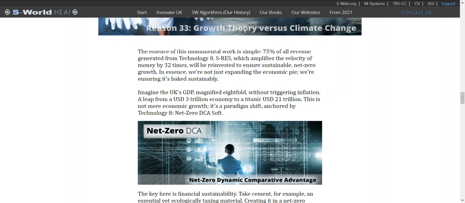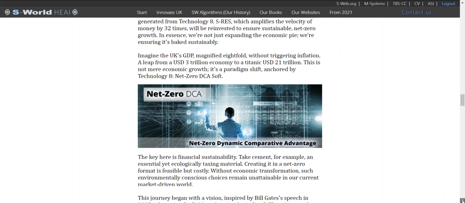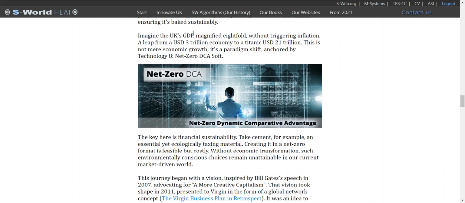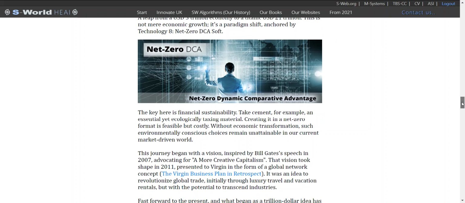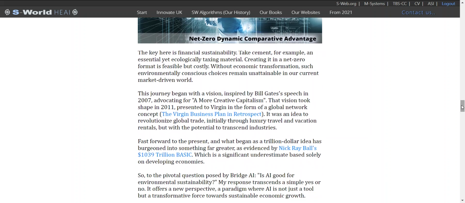Imagine the UK's GDP magnified 8-fold without triggering inflation, a leap from a US$3 trillion economy to a titanic US$21 trillion. This is not mere economic growth, it is a paradigm shift anchored by Technology 8, Net Zero DCA Soft, and we have the graphic: Net Zero DCA Soft, Net Zero Dynamic Comparative Advantage.